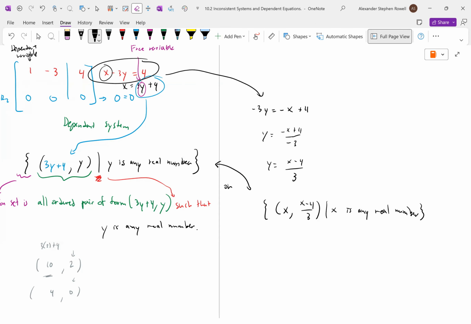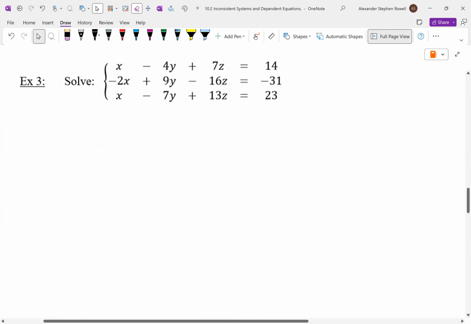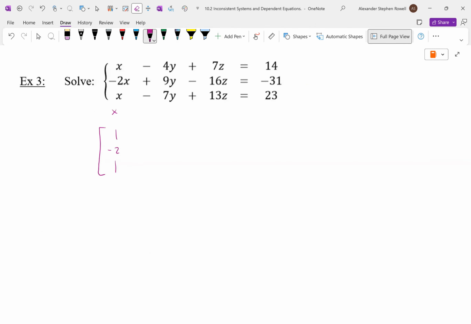Any questions about this? All right, let's solve this problem from example 3. As an augmented matrix, my coefficients of x are 1, negative 2, 1. My coefficients of y are negative 4, 9, negative 7. And my coefficients of z are 7, negative 16, 13, and constants 14, negative 31, 23.